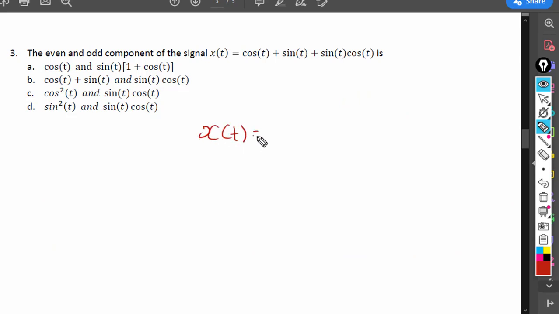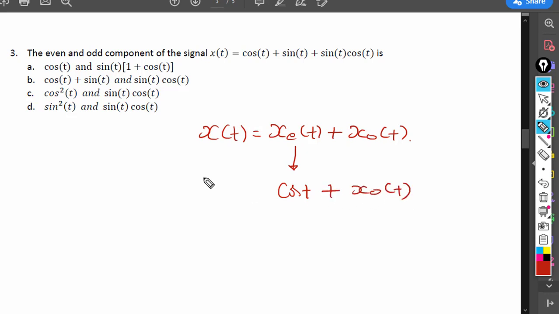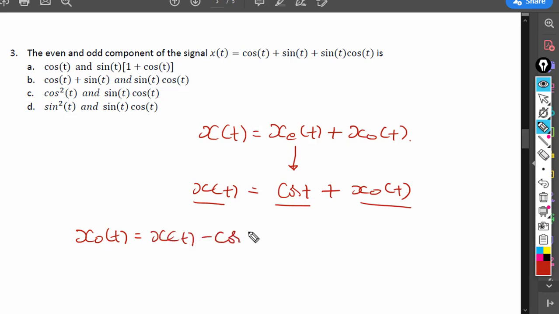As I told you, any arbitrary signal x of t can be decomposed into an even component added with an odd component. We know the even component, we found it now, which is cos t, right? Plus the odd component should give me the signal x of t, correct? Now we know the even component, we know x of t. If I know these two, I can get xo of t. How do I get it? You solve for xo of t. Xo of t is x of t minus cos t, right?